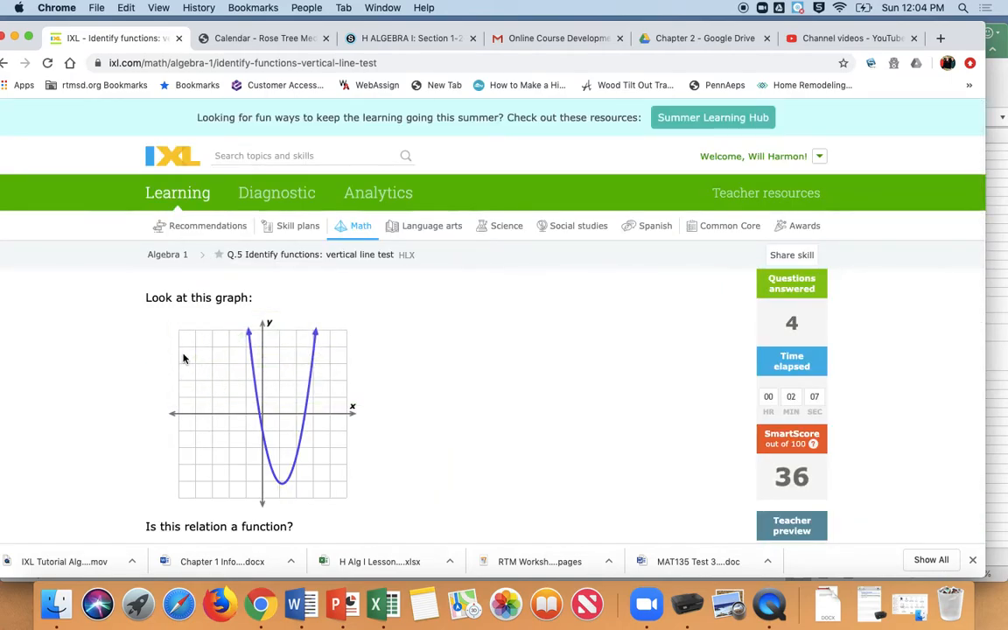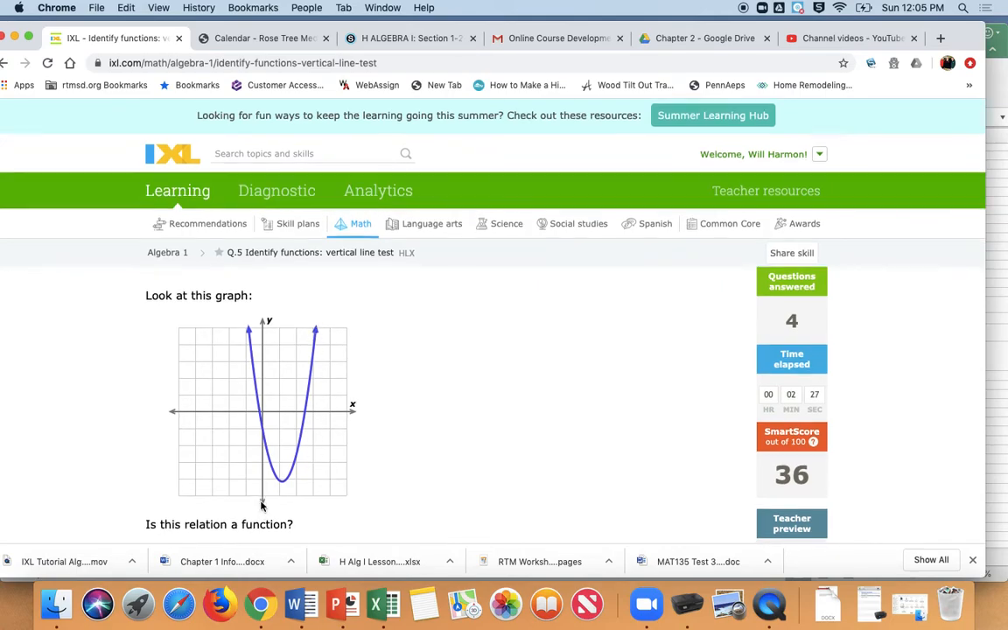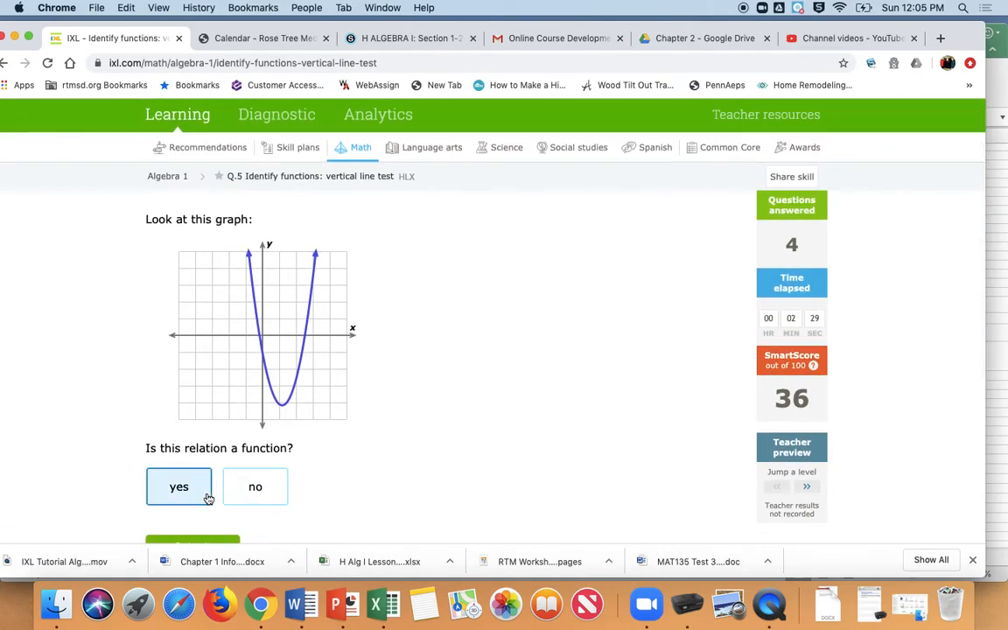Okay, so the other way you could do it is just take your vertical line and drag it across your graph and see where it touches. All right, so it's a little hard here with just a mouse to do that. So basically, if I were to draw a vertical line here, it'd only touch one time, here one time, here one time, one time, one time. So this would be a function because it's only touching one time ever at any given moment.